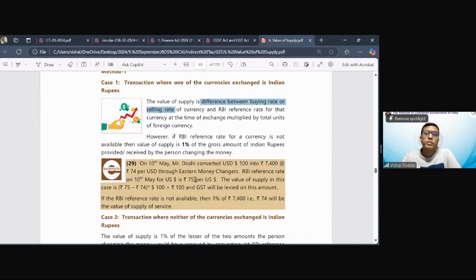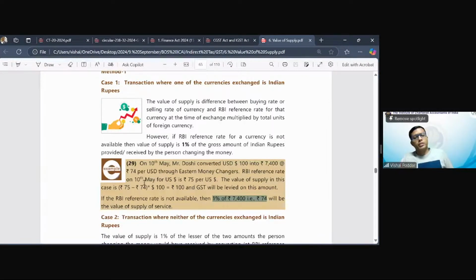Now, there is a possibility that for a particular currency, RBI is not providing any rate because RBI is not going to exchange that currency. Let us say you have some South African country's currency which you want to exchange. There is some money changer who is going to exchange it and give it to you, but RBI has not provided any formal rate for that. In such a case, how do you value? Then you have to take 1% of the gross value in rupees that you have received.